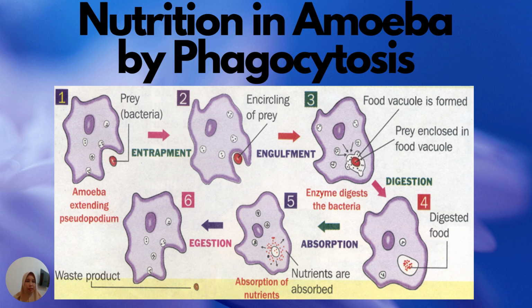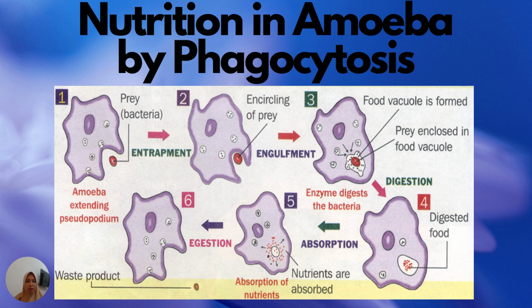So when it senses the bacteria, what happens? The amoeba will extend its pseudopodium and trap the bacteria, or the food, and then it will engulf it. Engulf means menelan. And then what happens there? The prey or the bacteria will be enclosed in the food vacuole, and the food vacuole is formed there.